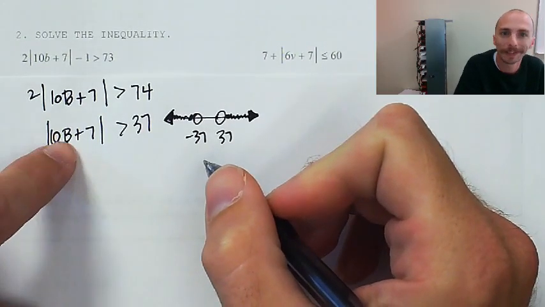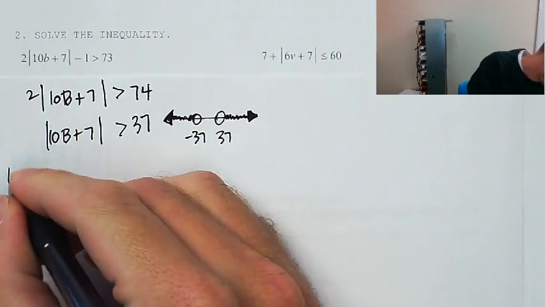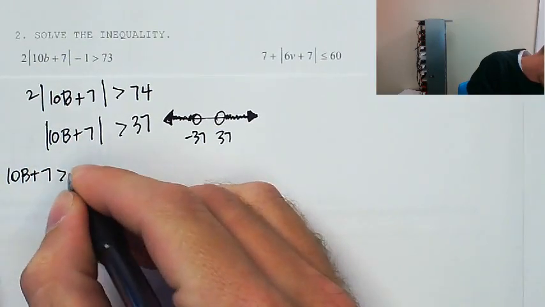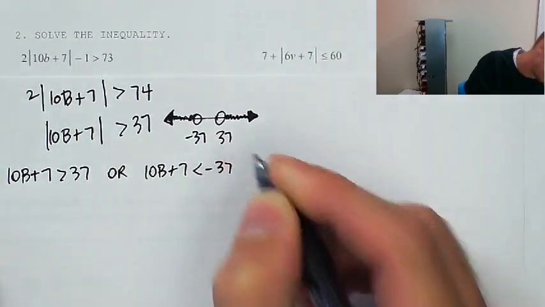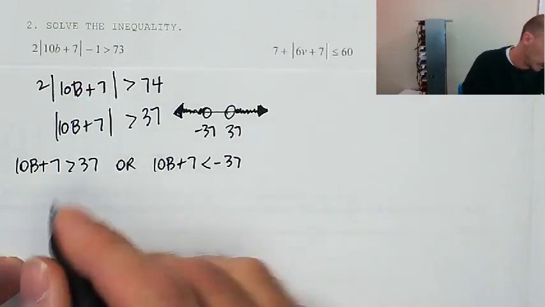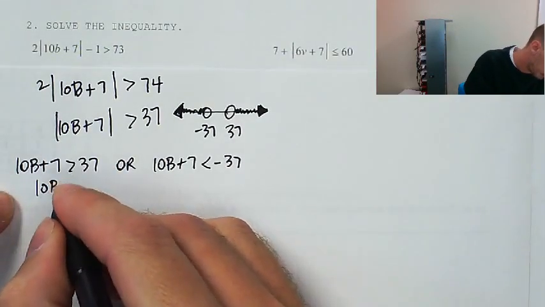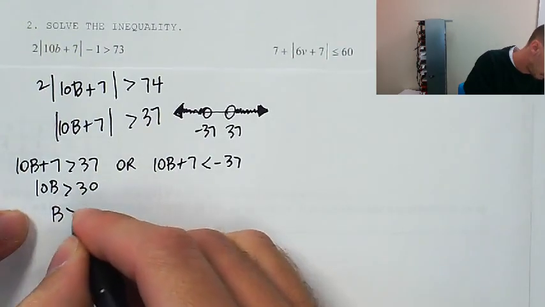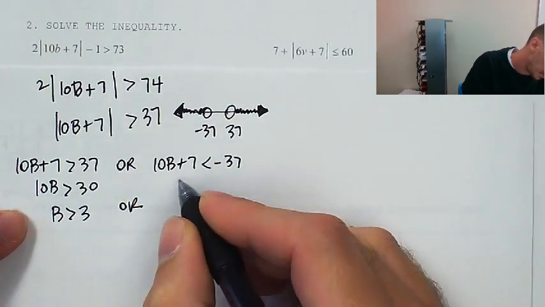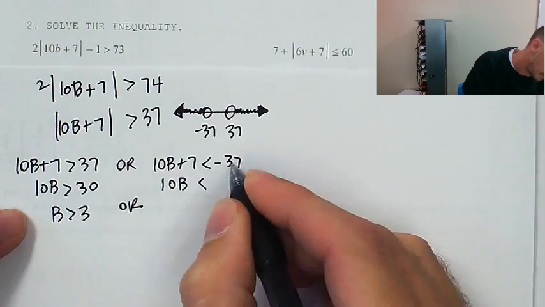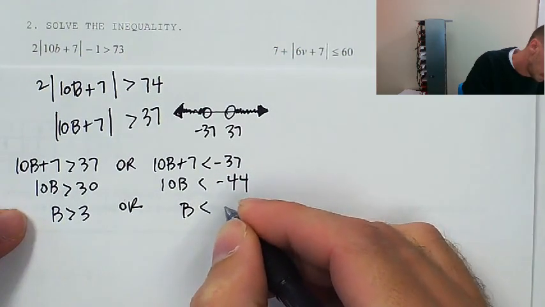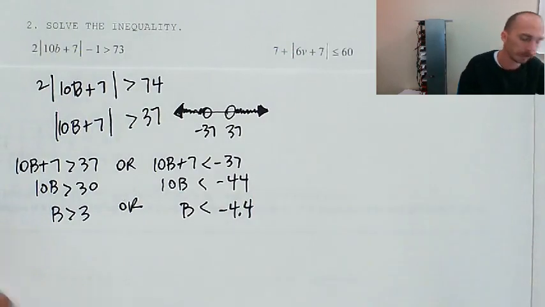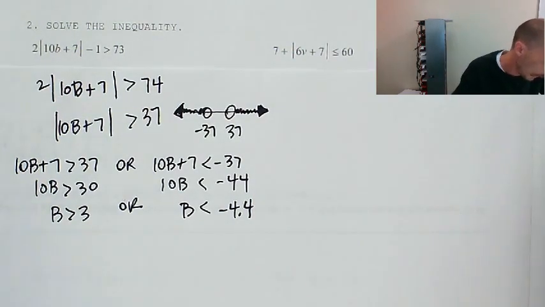Okay, so that means that this thing on the inside, 10b plus 7, needs to be greater than 37, or maybe 10b plus 7 is more negative than negative 37. All right, and then I'm going to go over here and just start subtracting, dividing by 10. Okay, and then over here, 10b less than, if I subtracted 7 from negative 37, I'd get negative 44. And I could divide by 10 and get negative 4.4. It's an option.